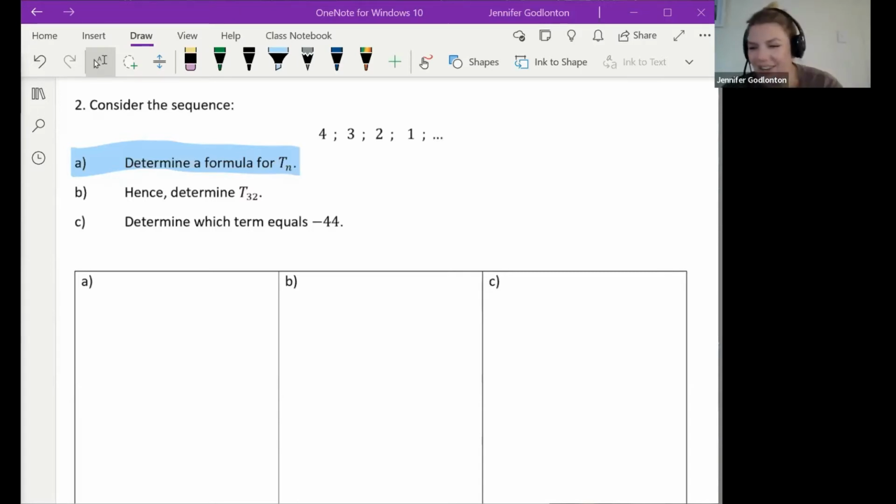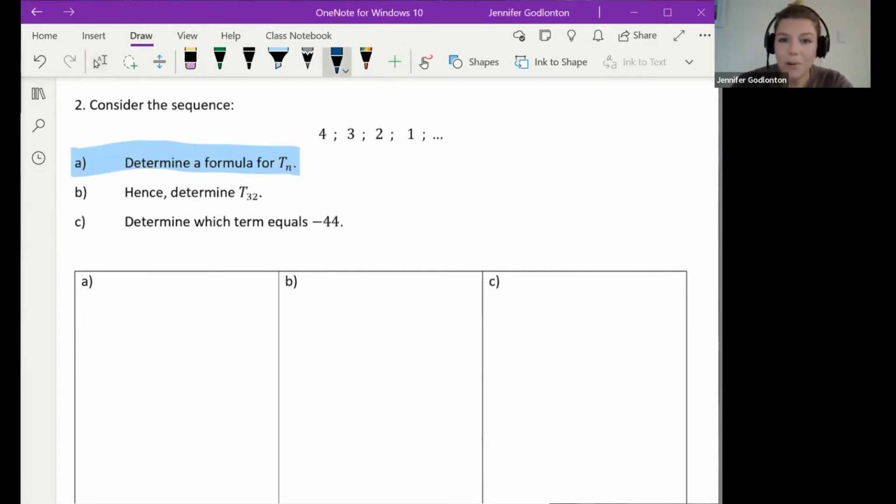Okay, let's have a look. Always make sure that you're writing Tn at the beginning, because that's how we're showing the full equation would be. Otherwise, we're just writing an algebraic expression. So always make sure you write what it's equal to. It's okay, MK. Thanks for letting us know.